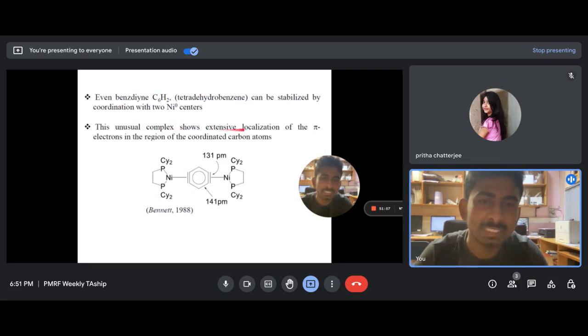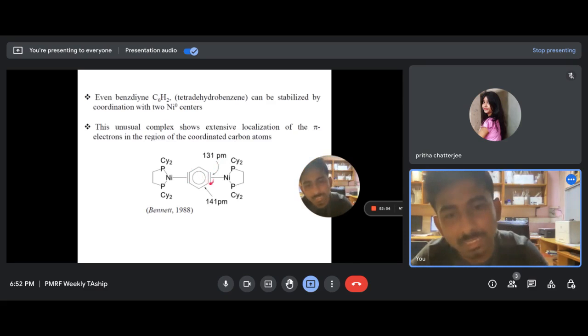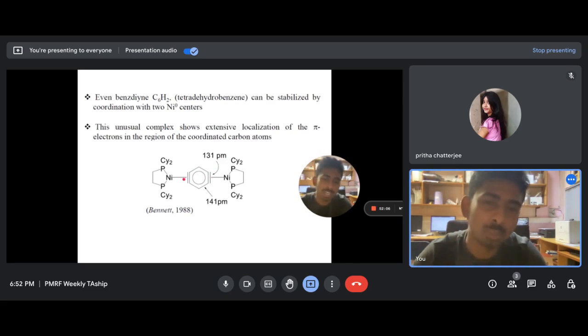So this unusual complex shows extensive localization of the pi electrons in the region of the coordinated carbon atoms. So all the pi electrons are actually localized in case of these pi systems, where they donate the electrons to the nickel zero centers.